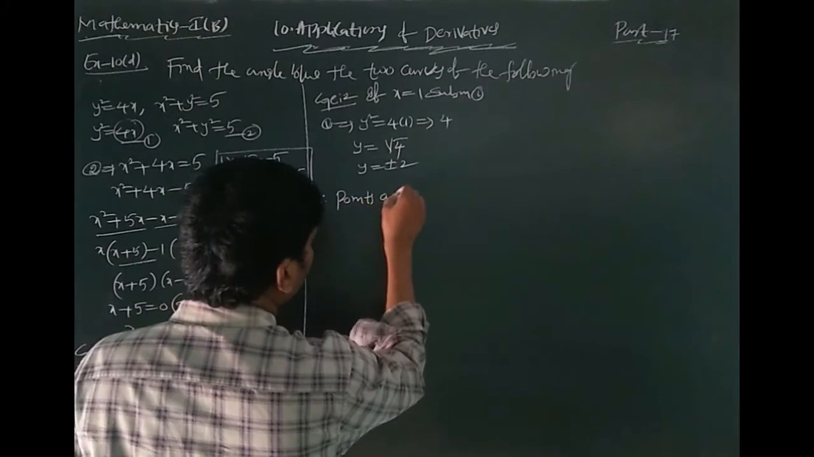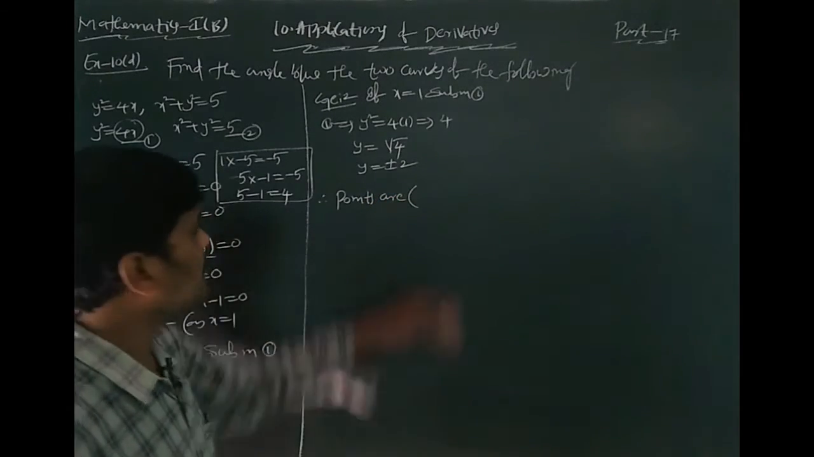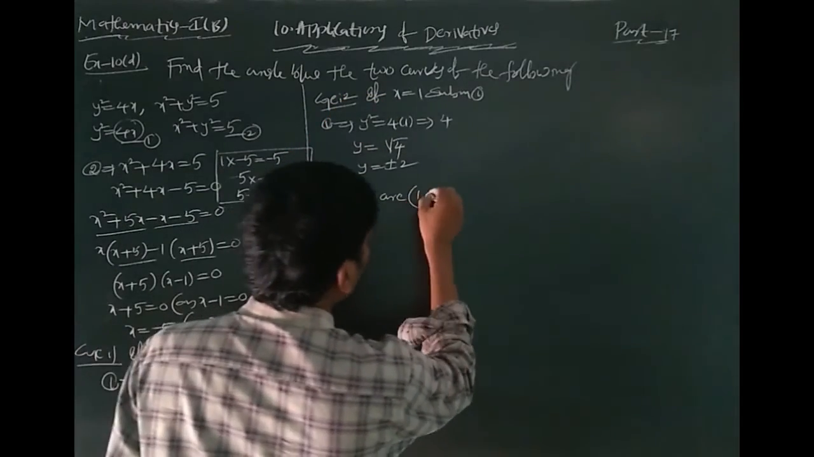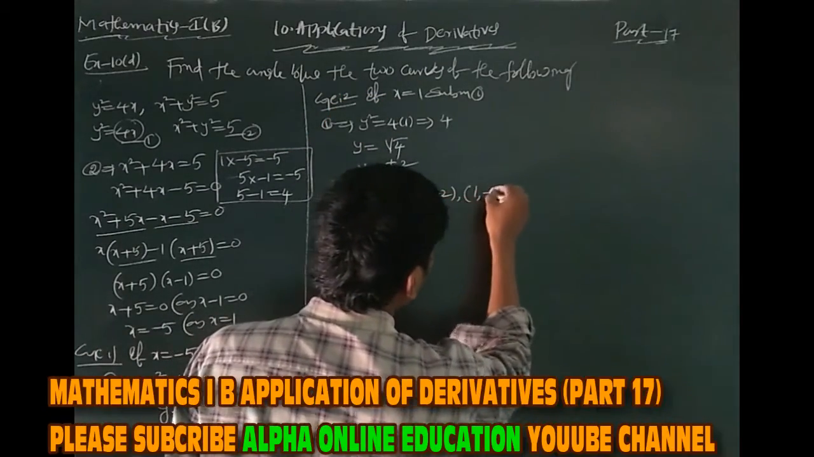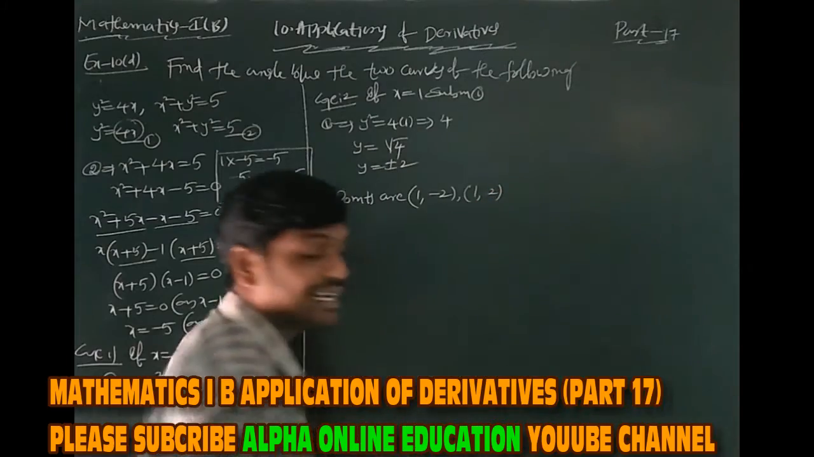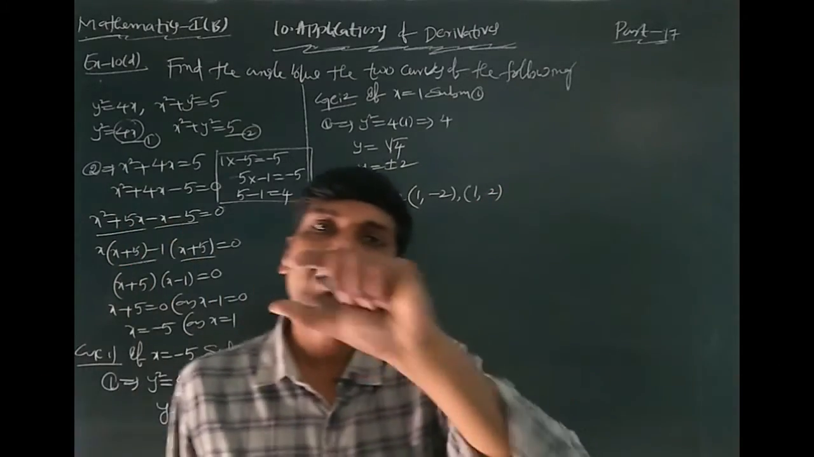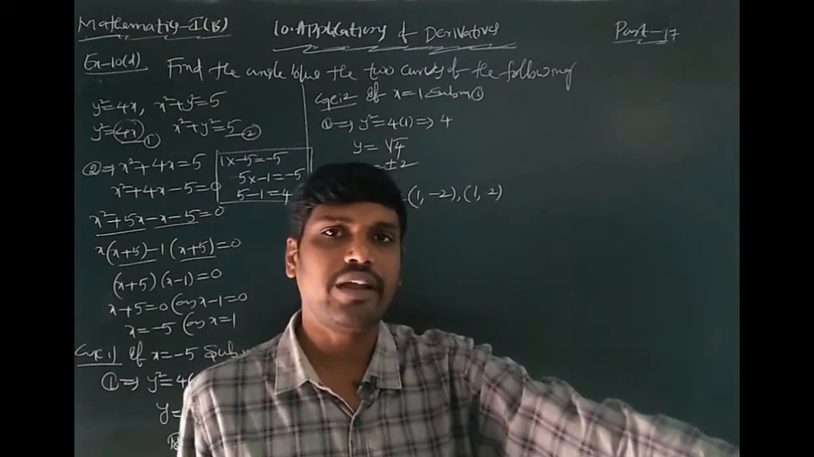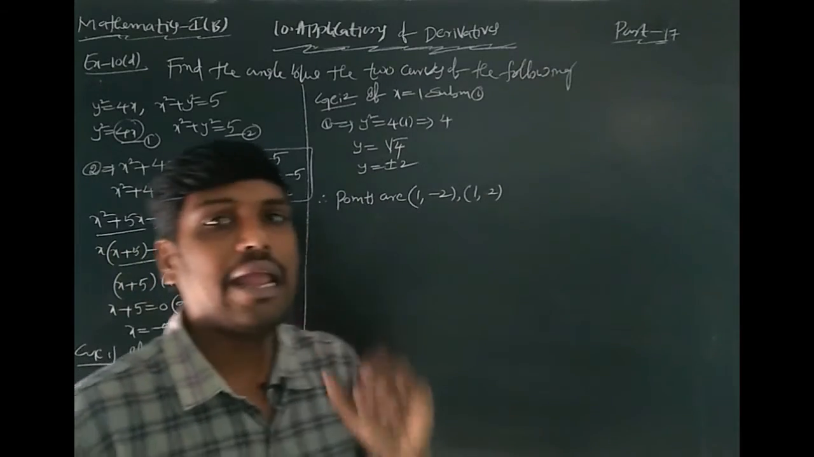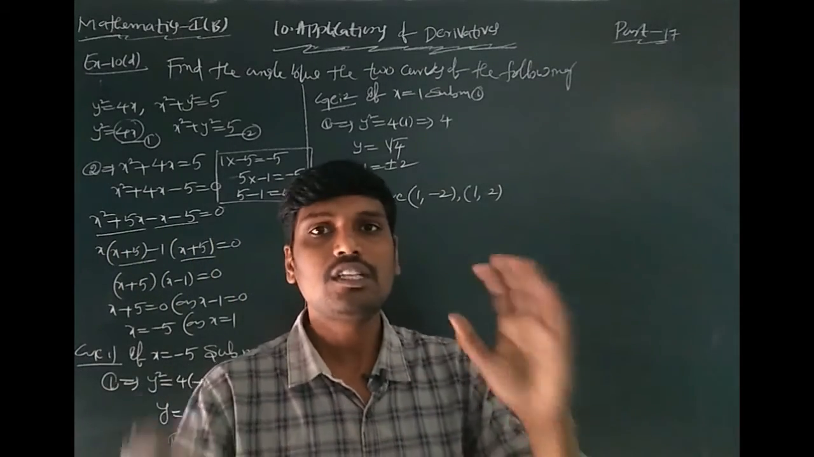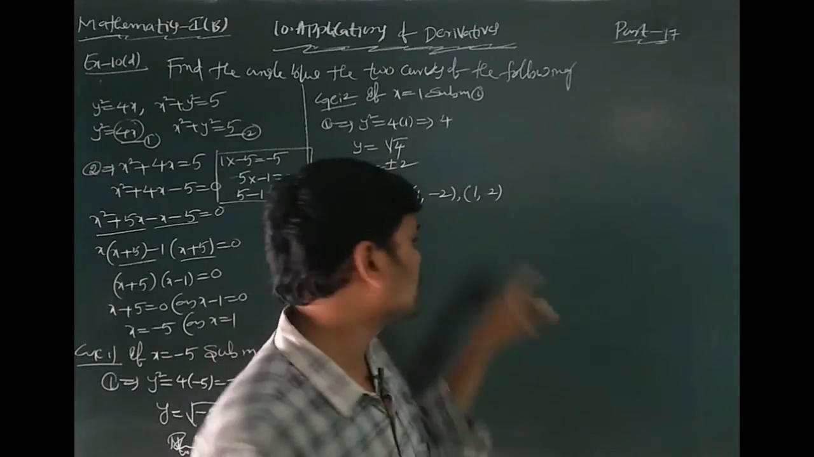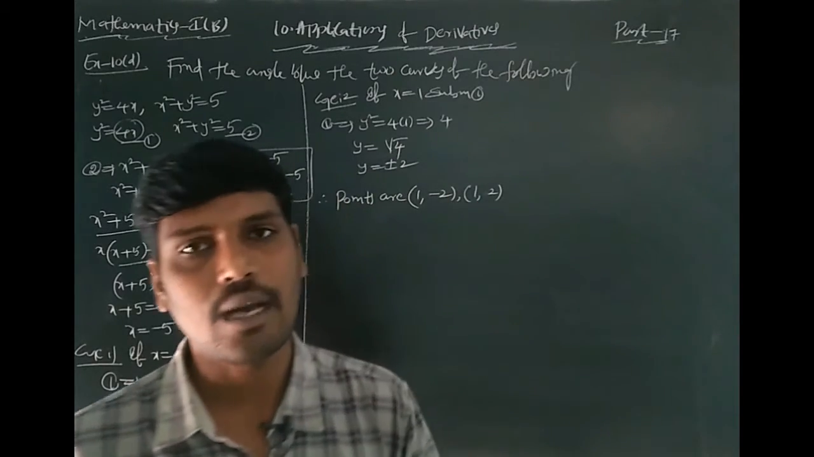The 2 points are, first point, students? First point x coordinate is 1, y coordinate you can write minus 2. Second point x coordinate is 1, y coordinate is 2. Here x coordinates are equal, y coordinates are different. These 2 points are the intersection points of the curves. One is 1 comma minus 2, another one is 1 comma 2.